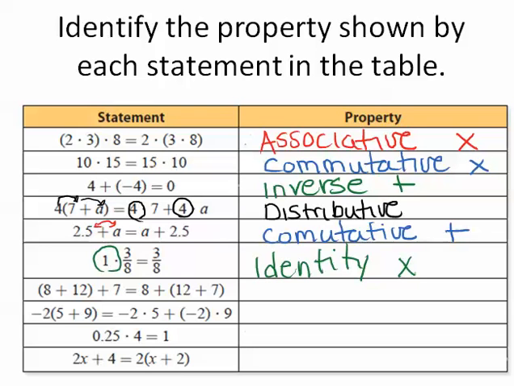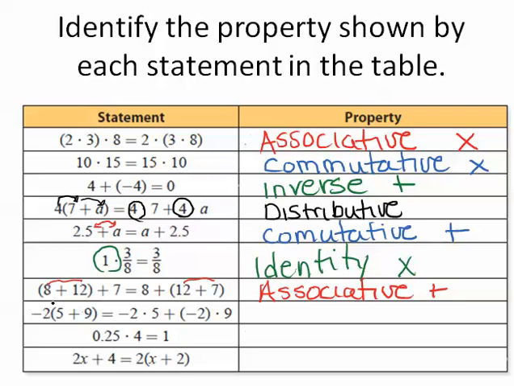Okay, next one. What is going on? 8, 12, 7, 8, 12, 7. Uh-oh, the numbers are in order. But look at that. This one has the first group together. This one has the last two grouped together. And that, my friends, is the associative property of addition. And how do you know whether it's addition or multiplication? It's going to have addition signs or it's going to have multiplication signs.